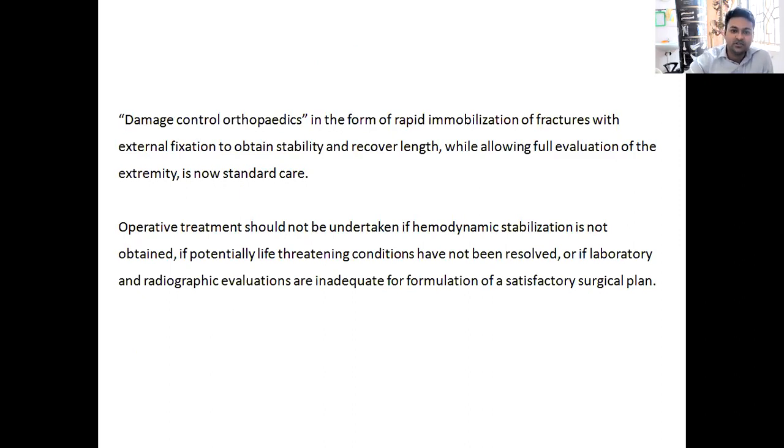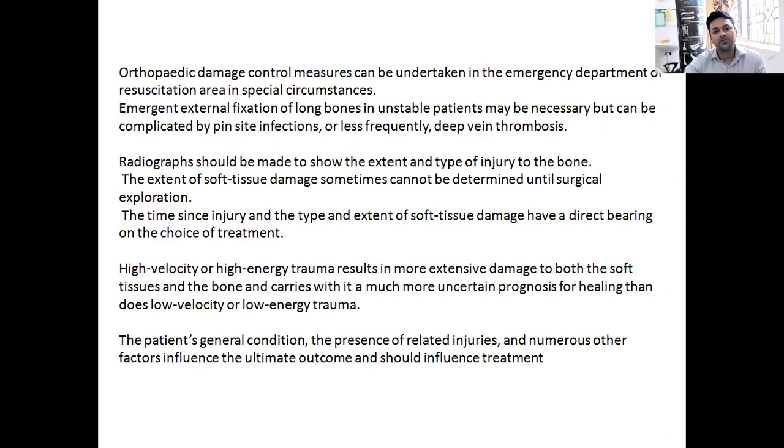Damage control orthopedics (DCO) is the form of rapid immobilization of fracture with external fixation to obtain stability and recover length, while allowing full evaluation of the extremity, and is now the standard of care. Operative treatment should not be undertaken if hemodynamic stabilization is not obtained, if potentially life-threatening conditions have not been resolved, or if laboratory or radiographic evaluations are inadequate for formulation of a satisfactory surgical plan. Orthopedic damage control measures can be undertaken in the emergency department or resuscitation area in special circumstances. Emergent external fixation of a long bone in an unstable patient may be necessary but can be complicated by pin site infections or, less frequently, deep vein thrombosis.